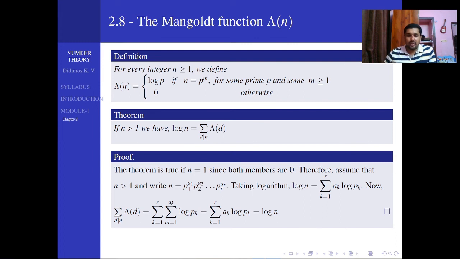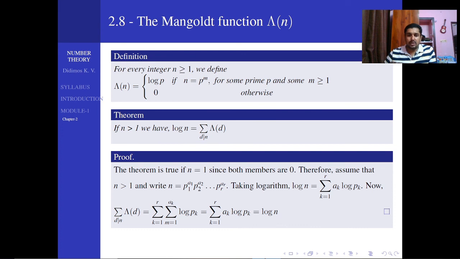So the sum over d dividing n of lambda of d can be written as lambda of 1 plus lambda of p1 plus lambda of p1 square plus etc., up to lambda of p1 raised to a1. Then we start with lambda of p2, lambda of p2 square, lambda of p2 cube, etc., lambda of p2 raised to a2, plus etc.